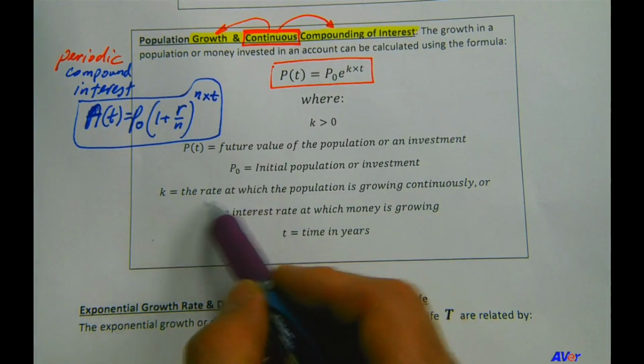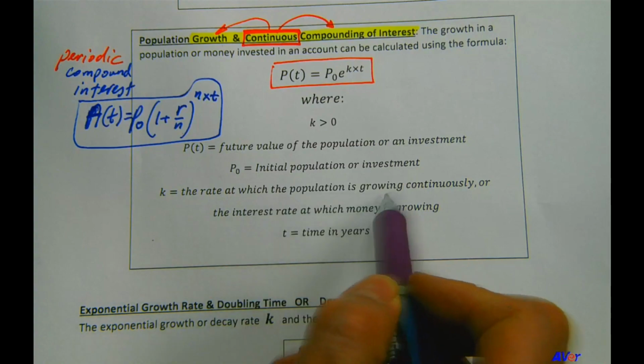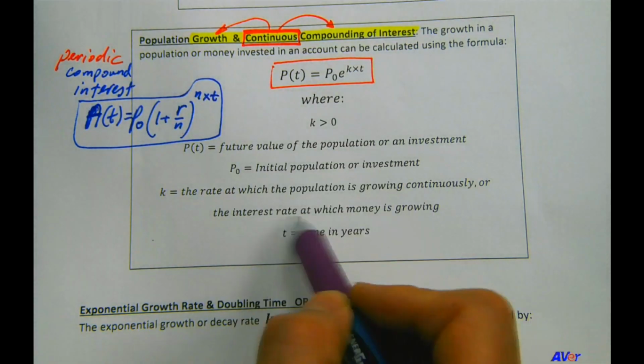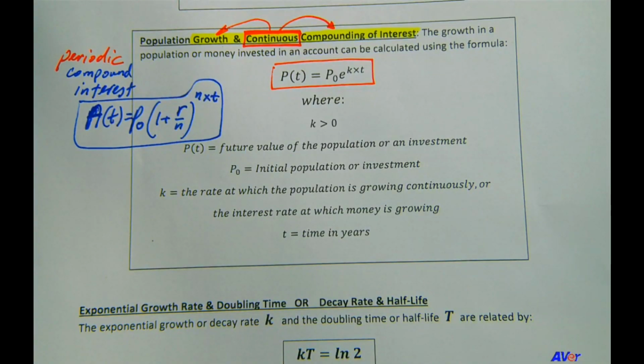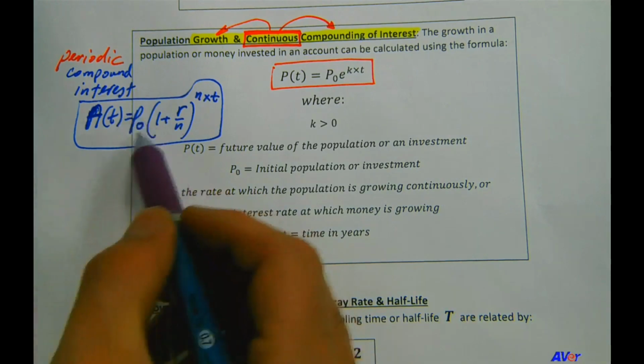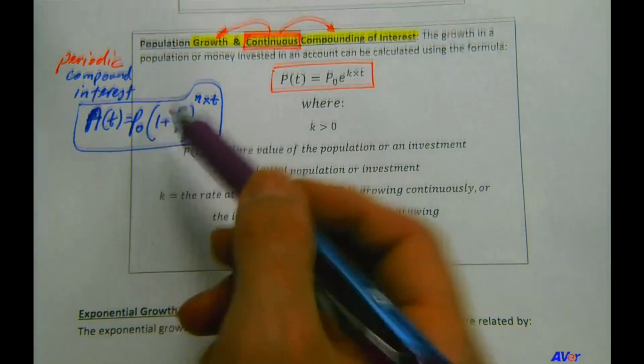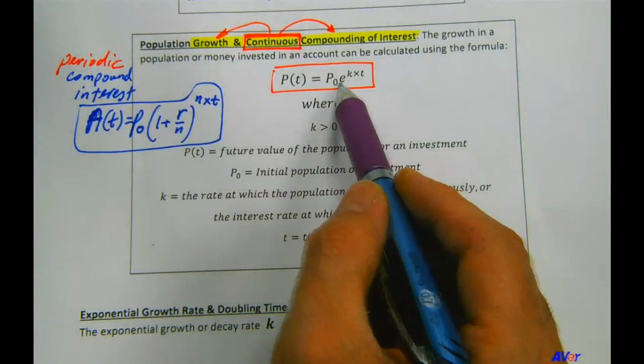And then k is the rate at which the population is growing continuously, or the interest rate at which money is growing continuously. So if the problem is talking about some kind of investment, if they want us to use this formula, they should clarify and say that this interest rate, say 1.5%, is it continuous or is it quarterly? Is it monthly? If it's quarterly, monthly, or semi-annually, we will be using this formula. If the interest rate is continuous, then we will be using this formula.